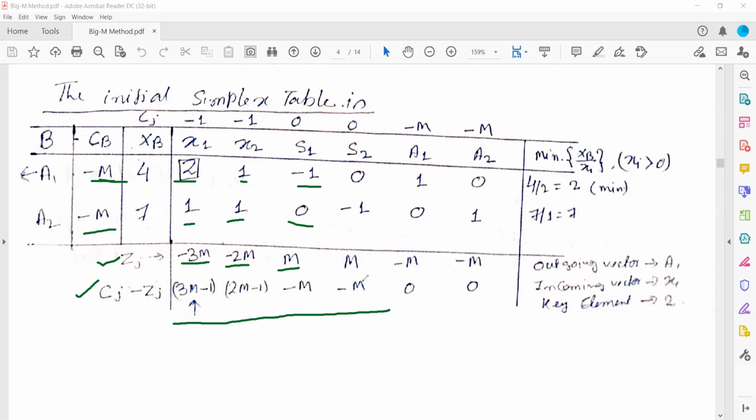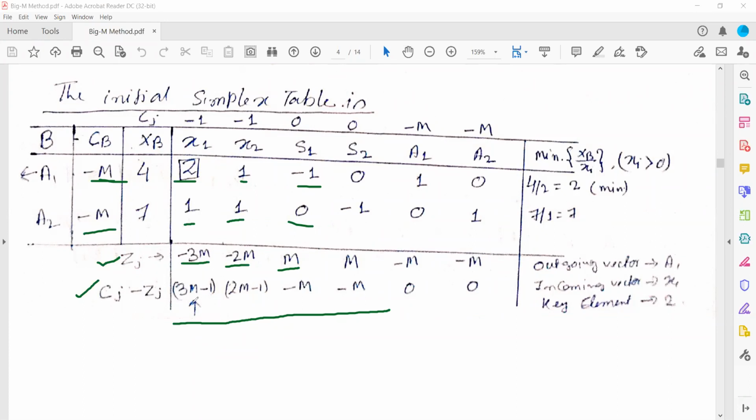So now the value of m is, I told you, a big number. So 3m: suppose m is 100. Then 3 into 100 is 300 minus 1, which is 299. And 2 into 100 is 200 minus 1, which is 199. Which one is the bigger one? This is the bigger one, so this will be your key column.